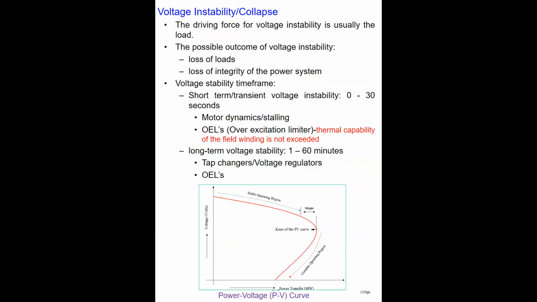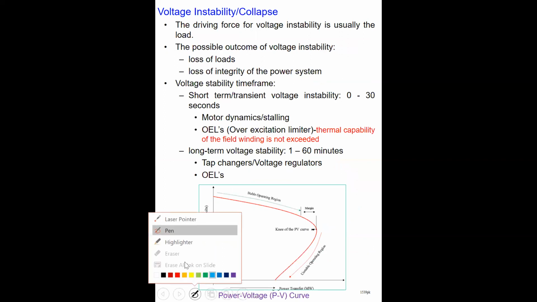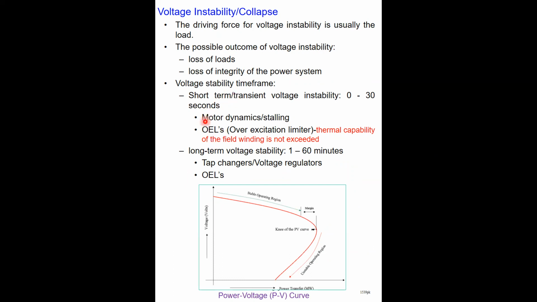But when you talk about the voltage instability, here again we categorize into two different time durations. One is the short term, or the transient voltage instability. In this case, it could be in the range of 1 second up to 30 seconds. So this is much faster. That means voltage drops take place at a faster rate, and this could happen if a large amount of dynamic load is connected suddenly at a bus.